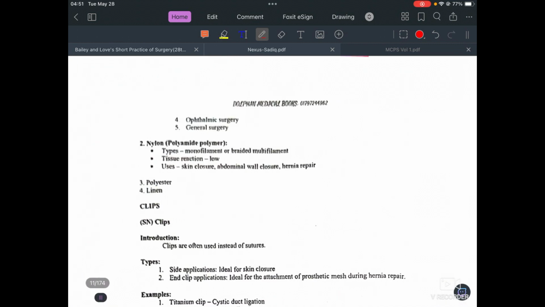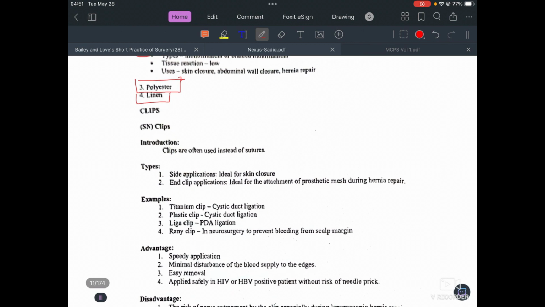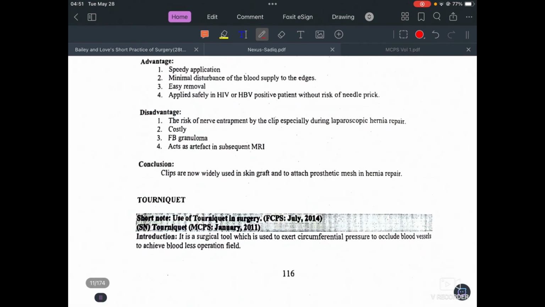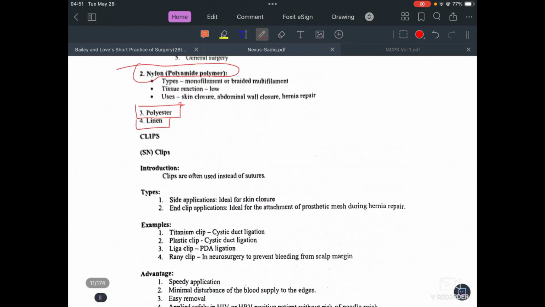So the nylon, polyamide polymer. So what is nylon? Nylon is polyamide polymer. Types monofilament or braided multifilament. Tissue reaction low. Uses skin closure, abdominal wall closure, hernia repair. Now comes polyester. Now comes linen. Clips. Now a short note about clips.